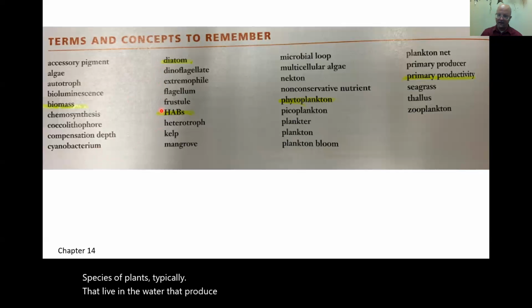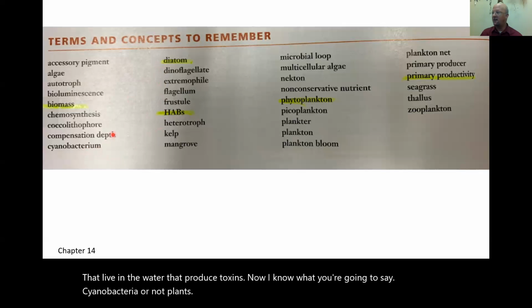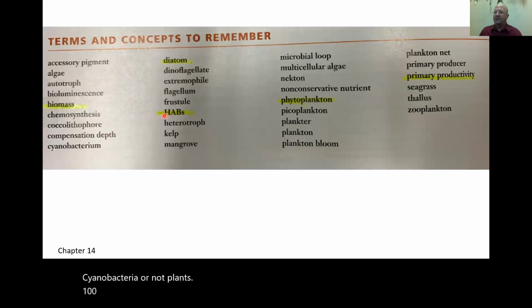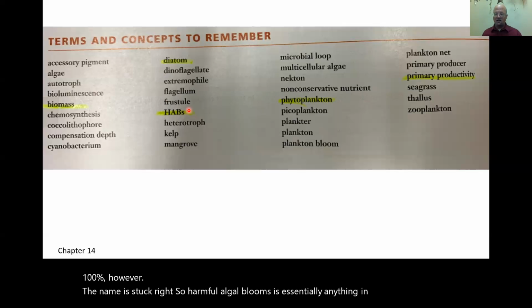Now, I know what you're going to say. Cyanobacteria are not plants, 100%. However, the name is stuck, right? So harmful algal blooms is essentially anything in the water that produces a toxin, right?